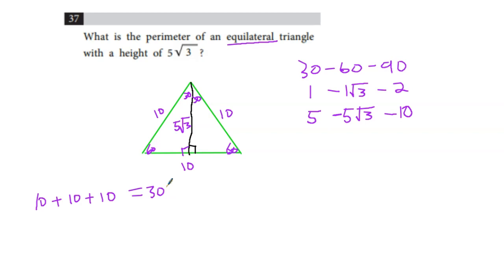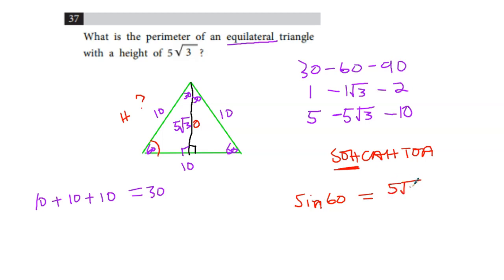You can also use the trig ratios, the calculator, to find this here, because that's what we are interested in. And here is 60, and you're looking at here, so you have opposite, and you're looking for hypotenuse, so you have to use your sine. So you will say sine 60 is equal to opposite, which is 5√3, and here you don't know, you can call it x.